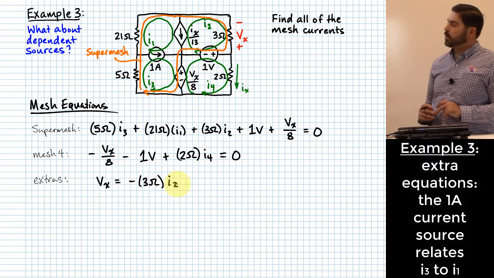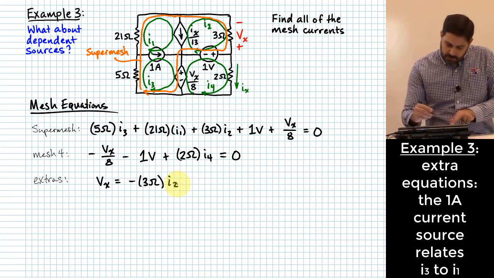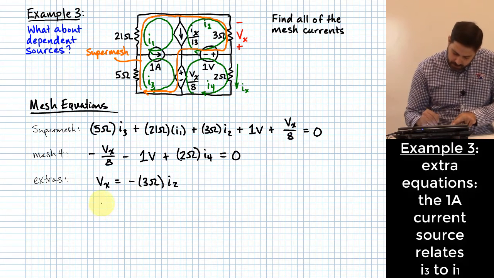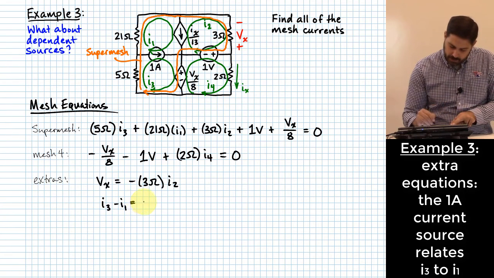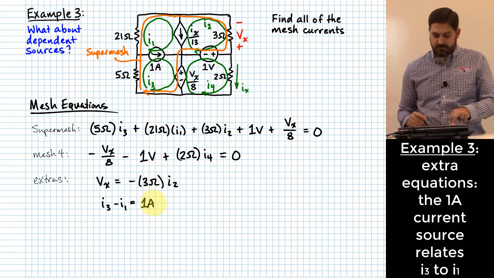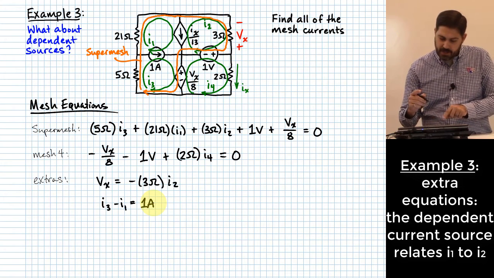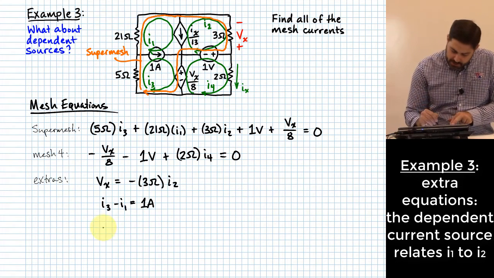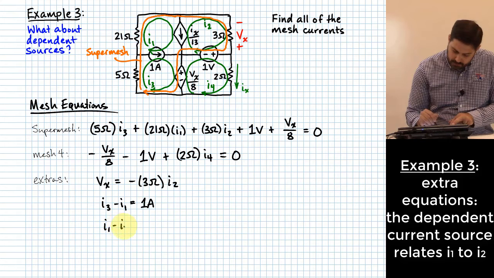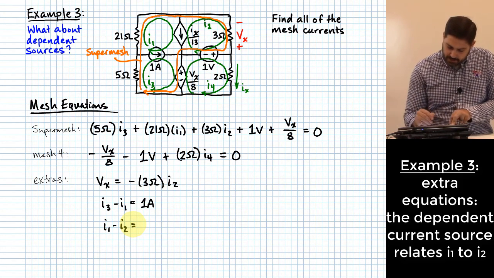Okay. What other extra equations do we have? Okay, so I3 minus I1 is 1 amp. Okay, I like that. What else? Okay, I think I heard someone say I1 minus I2 is what? IX over 13?